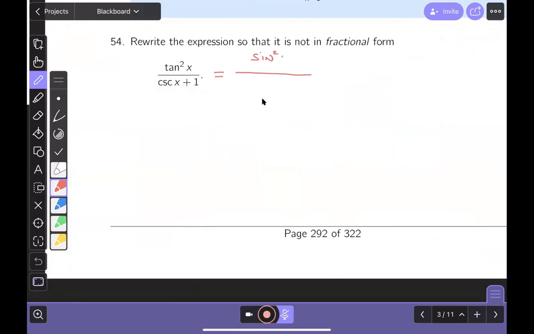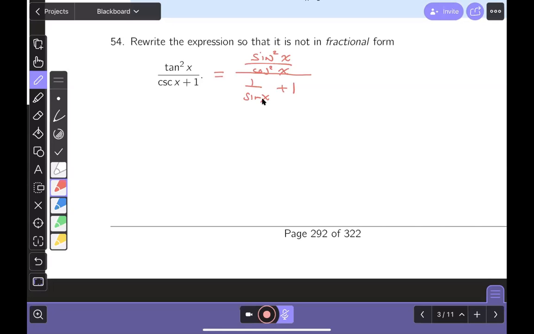So sine squared x over cosine squared x. That's not so bad. And this would be 1 over sine x plus 1. All right. So what are you going to do? There's many things you could do. I'm kind of looking at it. And maybe, I don't know. That doesn't seem like it's really helped me out too much, does it? So I'm going to try maybe multiplying by conjugates, see what happens there.